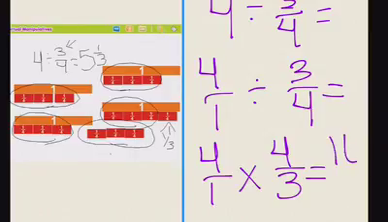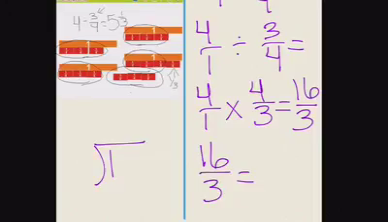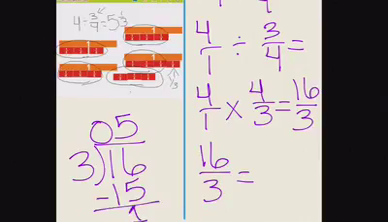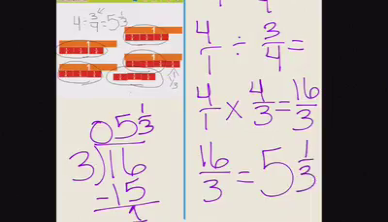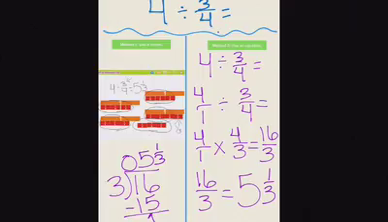4 times 4 is 16. 1 times 3 is 3. So we get a quotient of 16/3. But we're going to change that to a mixed number. So remember, do 16 divided by 3. 3 does not go into 1. 3 goes into 16 a total of 5 times. 5 times 3 is 15. 16 minus 15 is 1. So we get 5 and 1/3 as our final quotient, which is the same as what we got in our modeling step. So we can write our final quotient up here as 5 and 1/3.